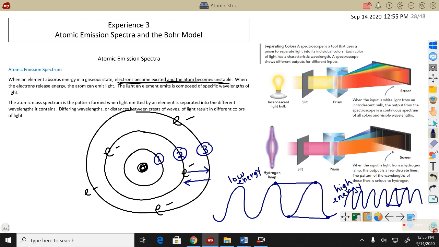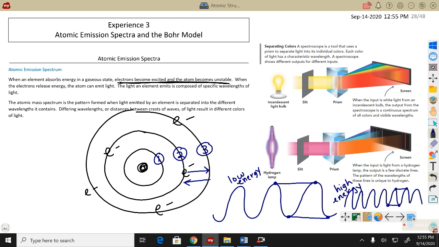The atomic mass spectrum is the pattern formed when light emitted by an element is separated into the different wavelengths it contains. Different wavelengths or distances between crests of waves of light result in different colors. Okay, so here's the deal. Maybe you remember this from a former science life.